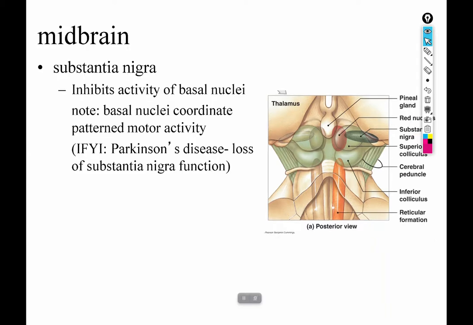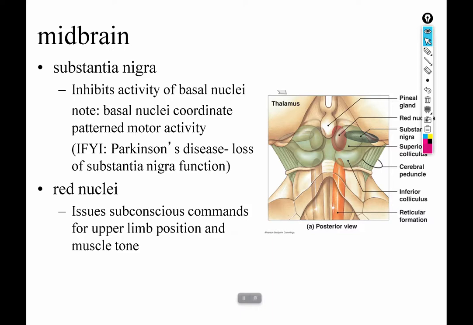Okay, there's also the substantia nigra, which means black substance.